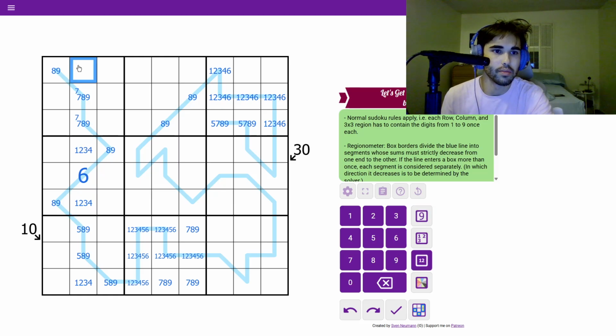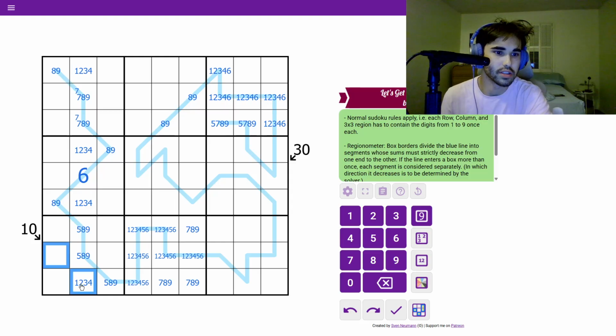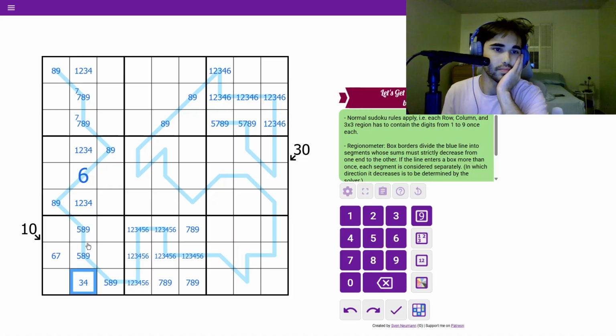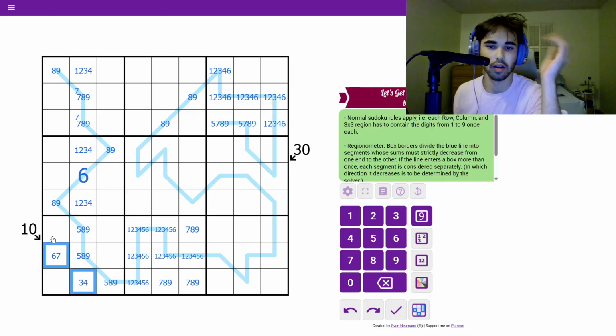Which, this seems stupid to pencil mark, but the reason why it's actually useful is because of this. Because by virtue of this 10 cage, this is 6, 7, 8, or 9. But it can't be 8 or 9 because of the 8, 9 pair in column 1. So this cannot be 1 or 2. It is 3 or 4. So it's either 3, 7, or 4, 6. Those are the only options. Okay, so that's where the killer helps.